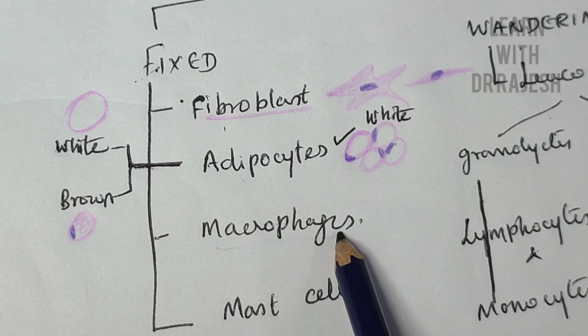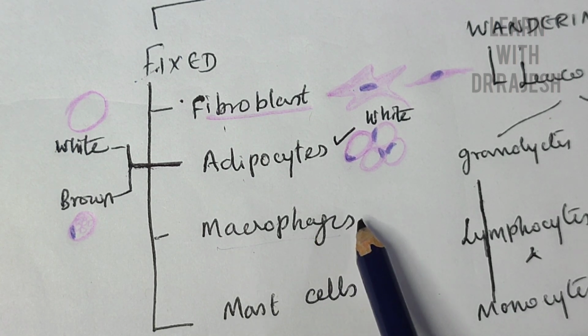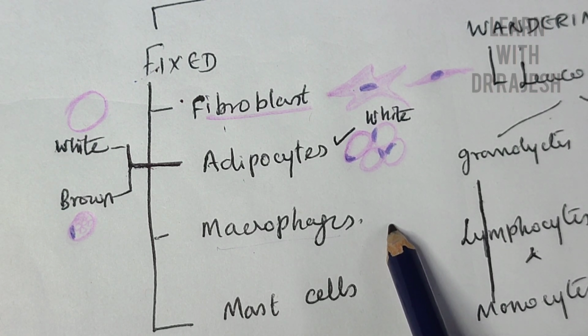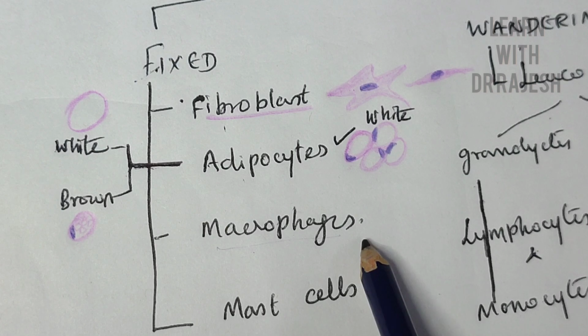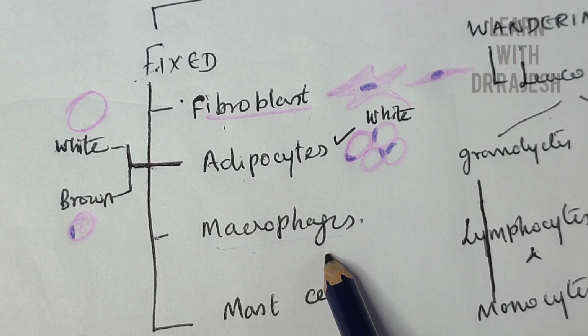Next group of cells are macrophages. Macrophages are phagocytic cells. They are initially produced in bone marrow. So from bone marrow, the type of cell which is produced is the monocyte. This monocyte circulates in the bloodstream and it reaches the connective tissue. So there in the connective tissue, it develops as macrophages.